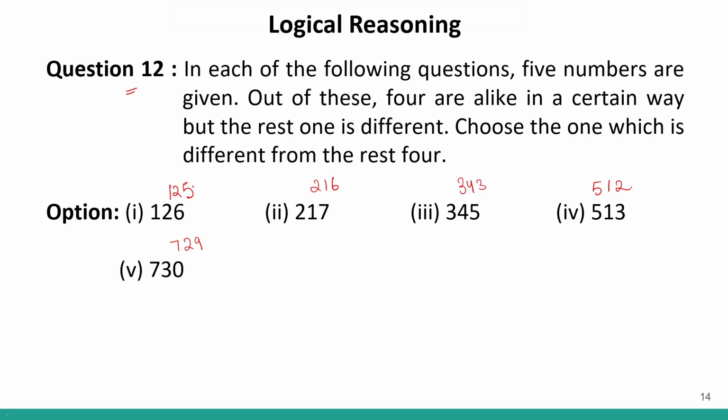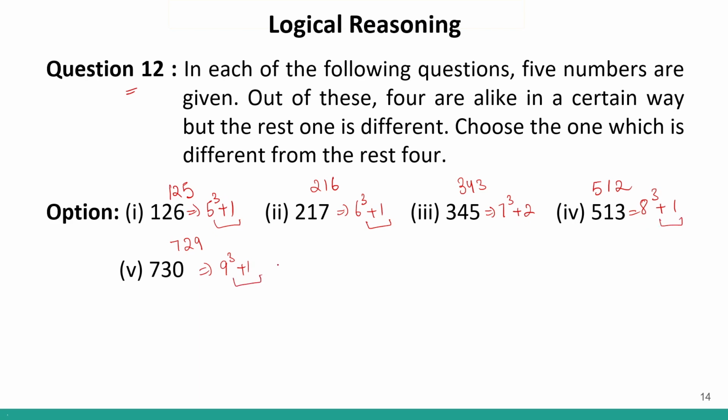So if I look, 125 is 5 cube. So this is basically 5 cube plus 1. Correct? Similarly, 216 is 6 cube. So this is 6 cube plus 1. 343 is the cube of 7. So this is 7 cube plus 2. Okay. Because 343 and this is 345. So 7 cube plus 2. Then this is 8 cube plus 1. 512 is 8 cube. And 729 is 9 cube. So this is 9 cube plus 1.